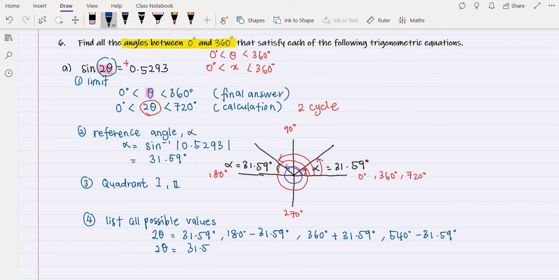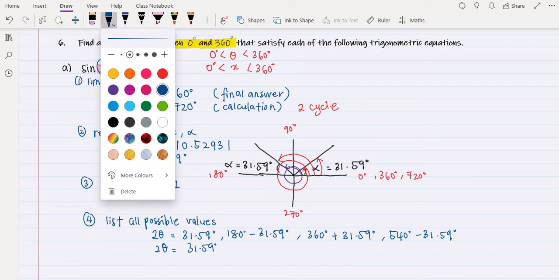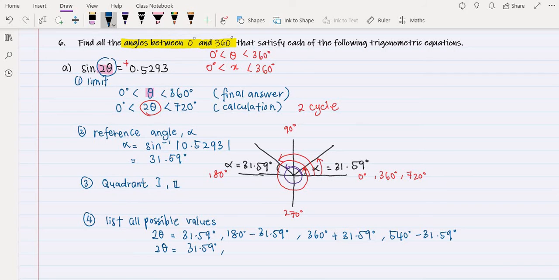So what we need to do is we just list out for 2 theta, calculate everything, and we will have 31.59 degrees. And then we will have here the next one is 148.41 degrees. The third angle will be 391.59 degrees, and the last angle will be 508.41 degrees.